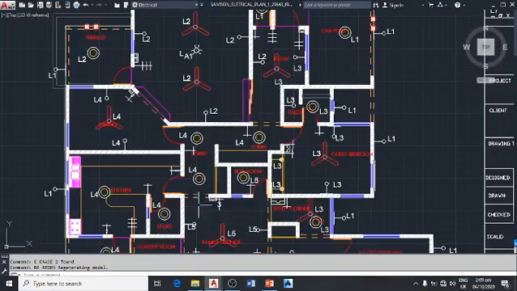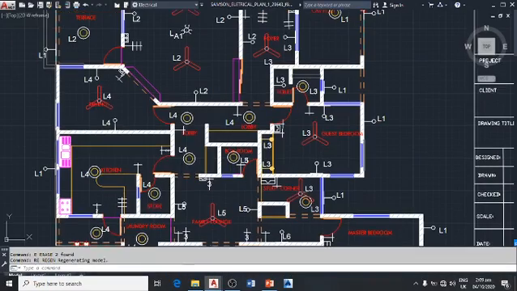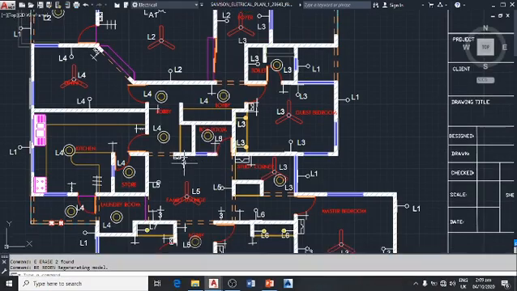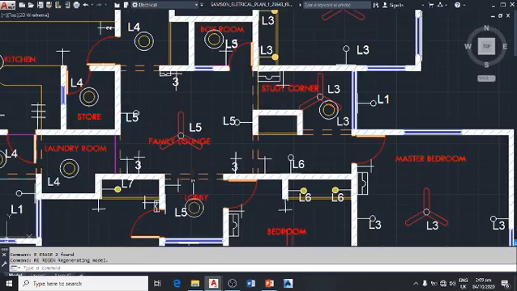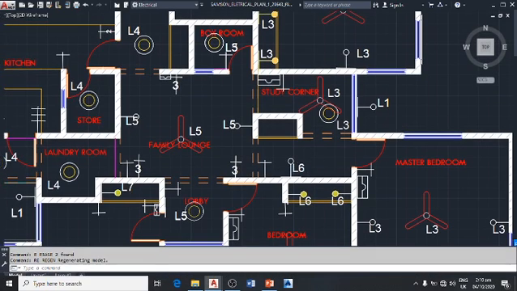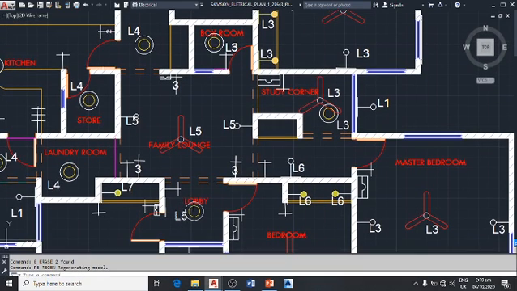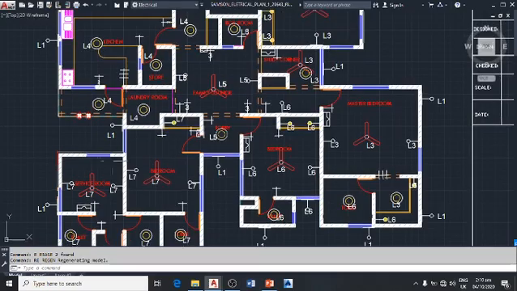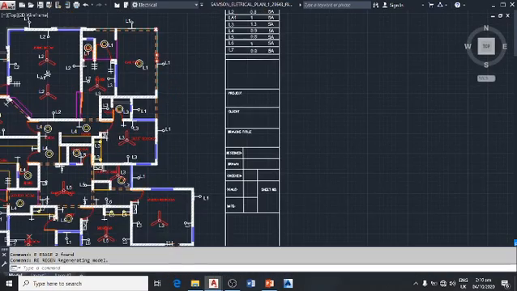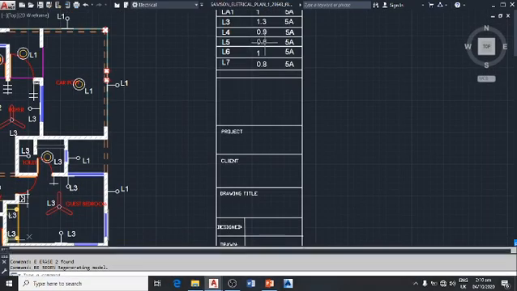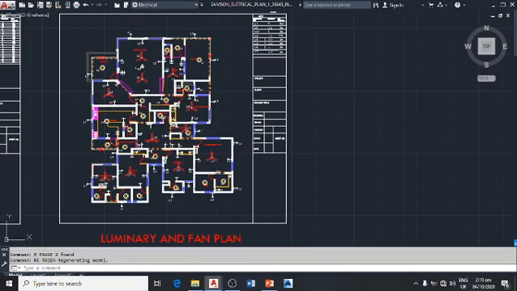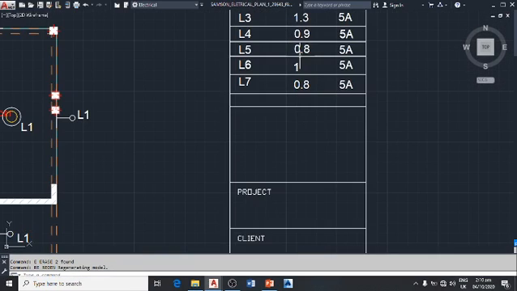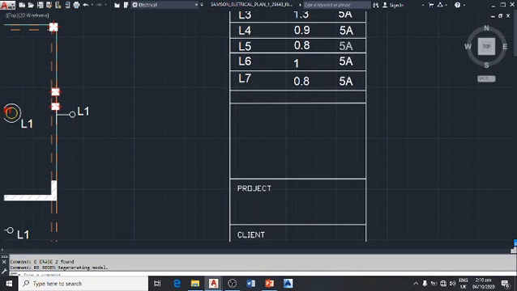The L5 also comes from this point. We have the L5 here. We have 1, 2, 3, 4, and the total L5 we have about 0.8. So that means we have 8 points for the L5, so we have 0.8 kilowatts. Now the L5 is connected to a 5 ampere MCB.